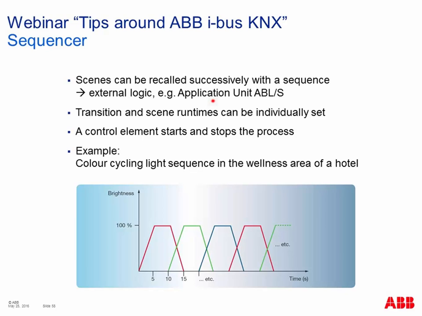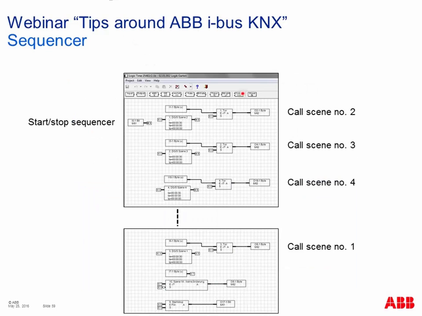So we define our different scenes, the blue, the yellow, the purple, the green, and then via the additional hardware we start a sequencer which is inside our application unit, and then it calls our different scenes. So we can also set parameters here, the transition and the scene runtimes, and we need an additional push button to start or stop this sequencer. Here we have the screenshot of the ETS parameterization of this application unit.